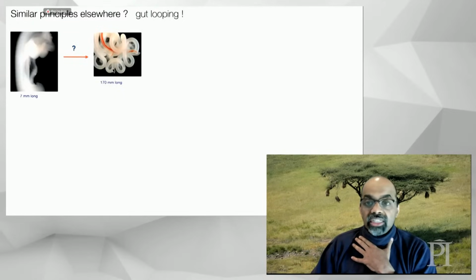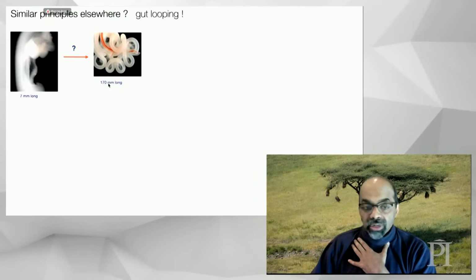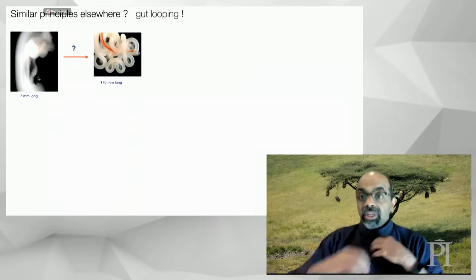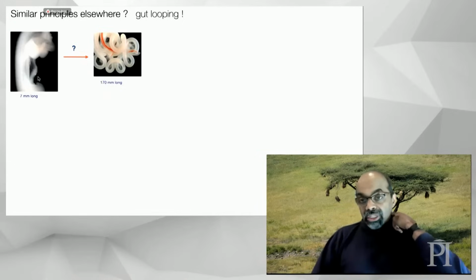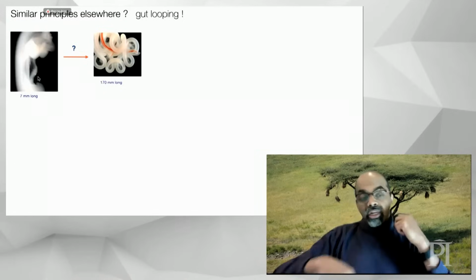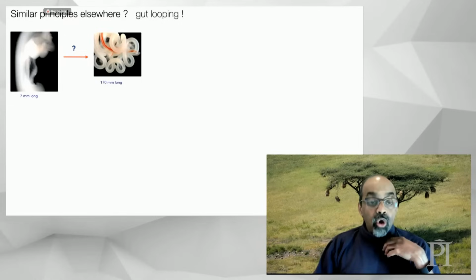This is about 15 days after it's been fertilized. The length of the gut has increased more than 20 times, from 7 millimeters to 170 millimeters. And the shape has changed remarkably. Instead of a simple tube which lies in the mid-sagittal plane, the shape has this coiled, loopy form. That is the gut.